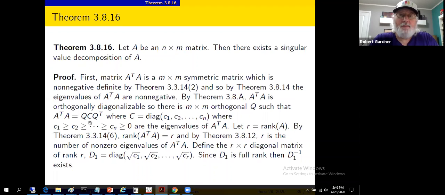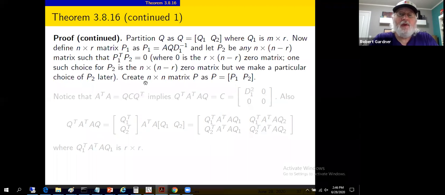Here, it came up in the orthogonal diagonalizability of the symmetric matrix A transpose A. So we're taking this matrix Q right here. We're going to break it into Q1 and Q2, partition it into Q1, Q2, where Q1 is M by R, and Q2 is as appropriate, M by N minus R. I think the N minus R parameter pops up there. Q was M by M, if memory serves.